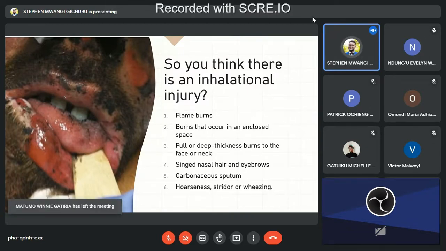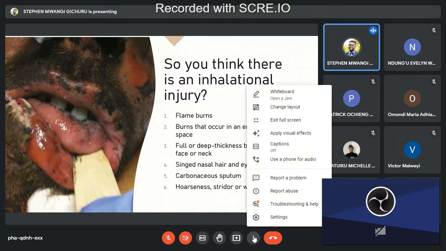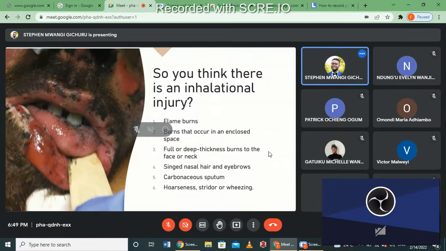They're usually in an enclosed space, but this can also happen in an outdoor setting, unfortunately. I don't know whether you saw the men in Lemuru who got burnt just the other day. Those men had those burns. And then you have singed nasal hairs. Eyebrows also become singed, so they tend to be coiled. You have carbonaceous sputum. You can see carbon, all this soot here. The voice tends to become hoarse, and you have stridor and wheezing.